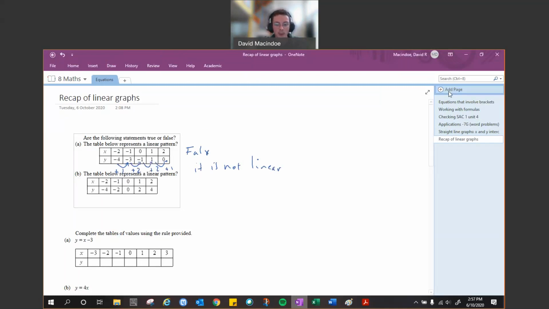Next, we've got another one, and we're told it's a linear pattern. Let's just see if that's true or false. If you think about the y values, we've got x values, again, just -2 to 2, all the whole numbers there. As x goes up by 1, y goes up by, you're adding 2, right? X goes up by 1, y goes up by 2, very good. You're adding 2 again, adding 2 again. So this is true. We have ourselves a linear pattern.